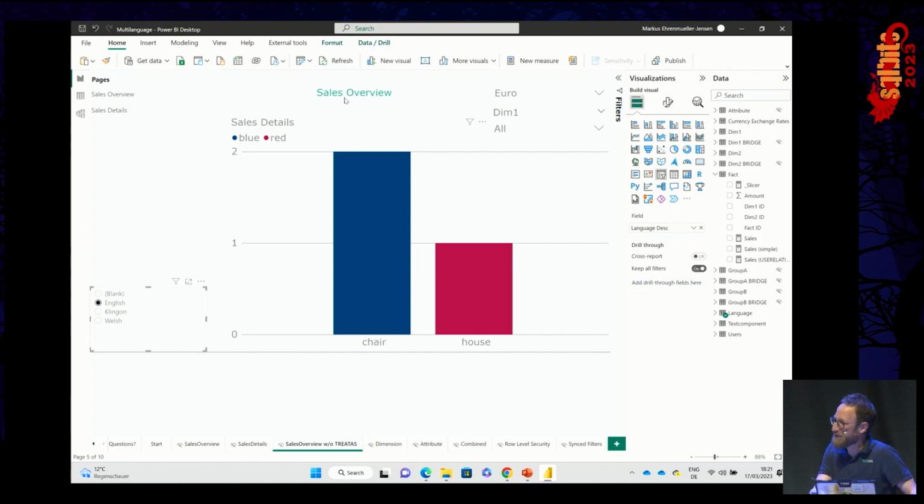So the second thing is that I want to show you how I can translate these ones, and I'm not sure why this is already translated. I didn't run through with the Welsh language.